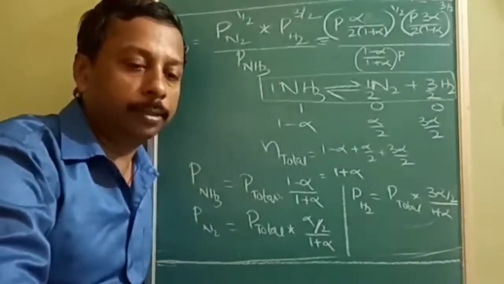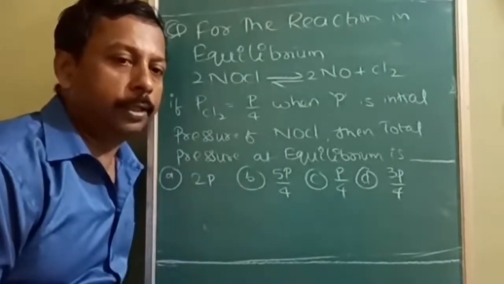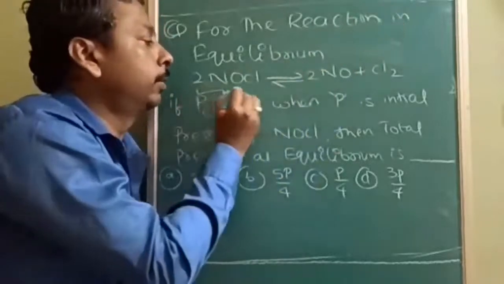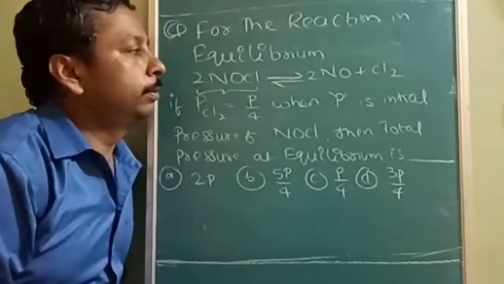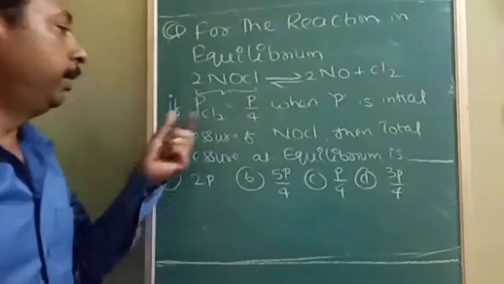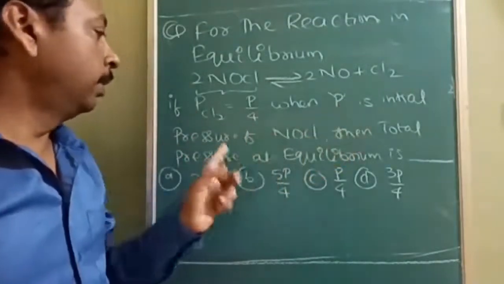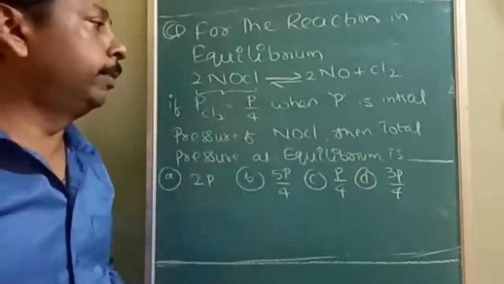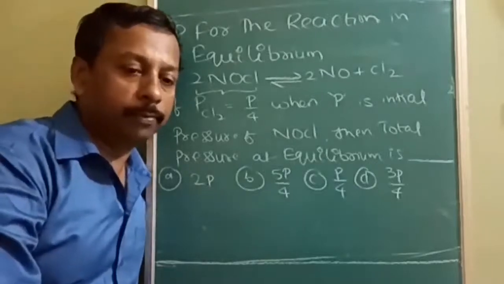Note this down. Next question: for the reaction in equilibrium, nitrosyl chloride NOCl dissociates to give 2NO plus Cl2. If the pressure of NO is P by 2 when the initial pressure of NOCl is P, then you have to find out the total pressure at equilibrium.